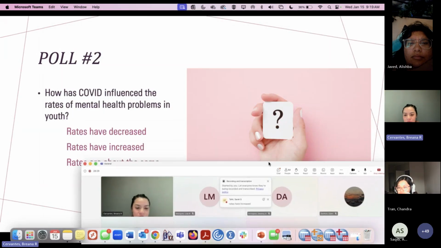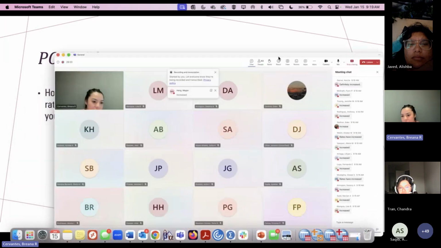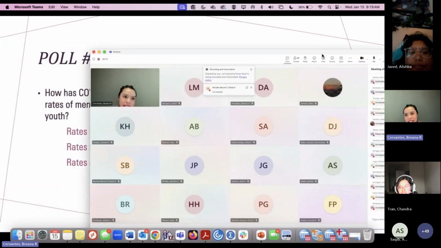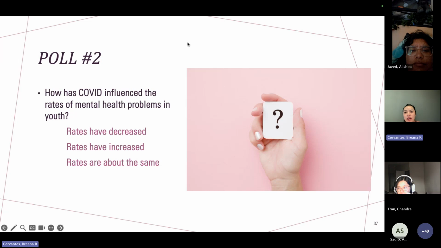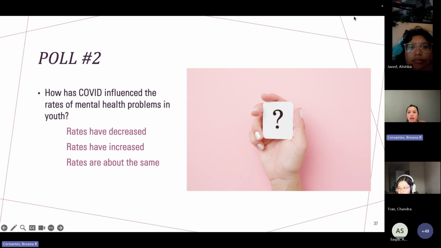Okay, that's okay. Someone says rates have increased. Yeah, definitely increased. It seems like the consensus is yes. Rates have increased, and that's exactly true. What do you guys think is the reason for that? So it sounds like everyone feels like things have gone up. Mental health problems have worsened for people, whether they're adults or young kids. What are some of the causes of people having more problems in COVID?